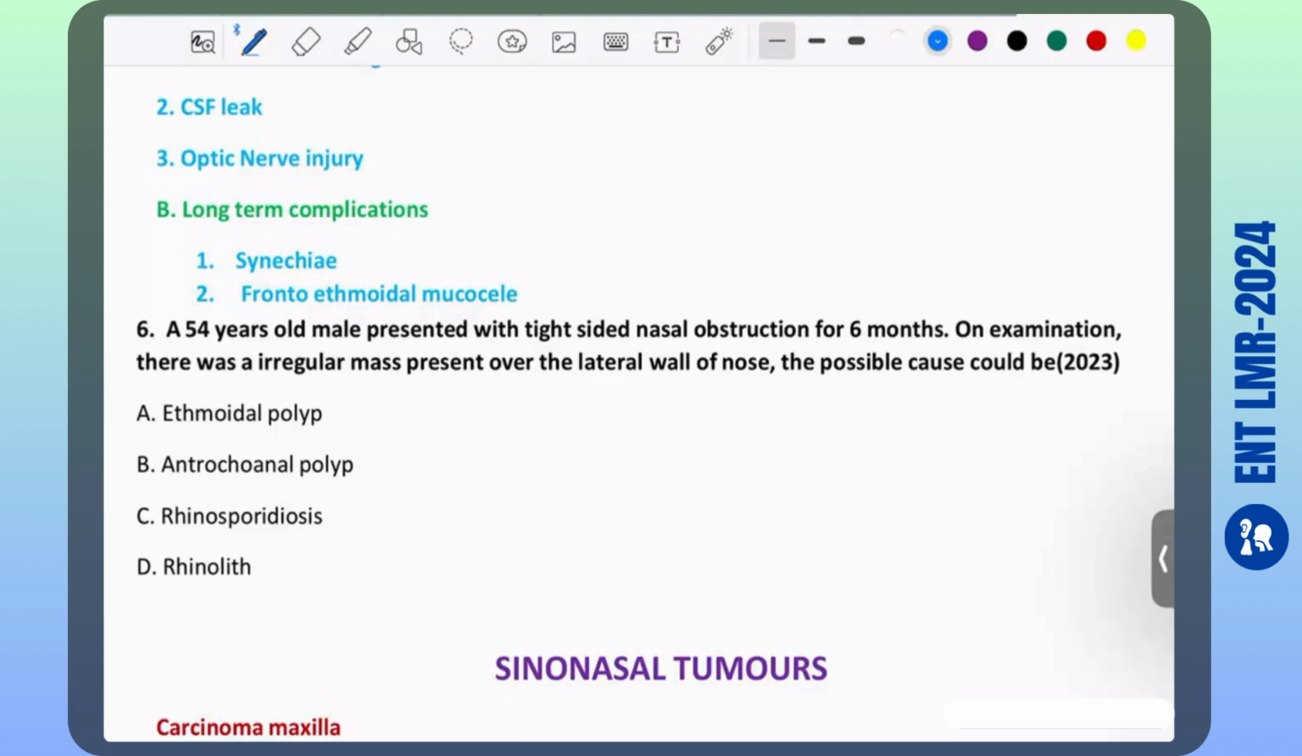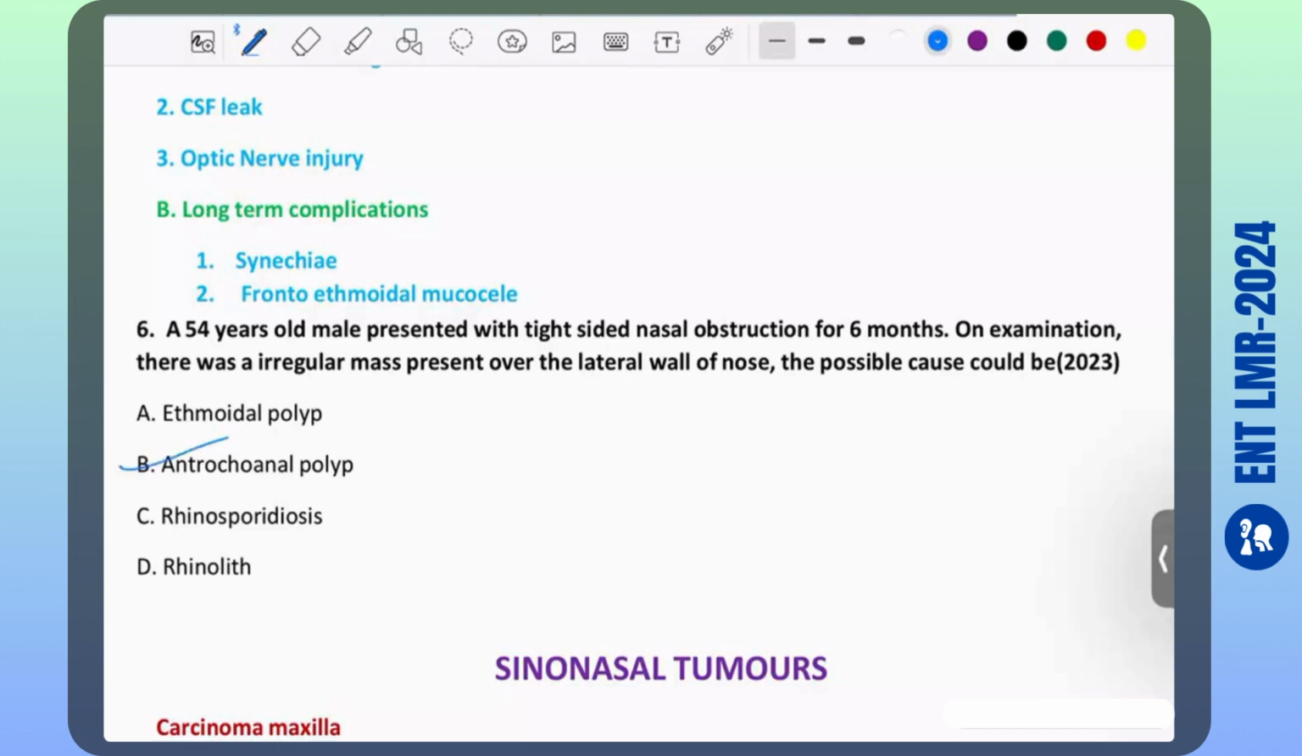So, 54-year-old male, right-sided nasal obstruction for 6 months, irregular mass present on the lateral wall. Possible causes could be ethmoidal polyp, antrochoanal polyp, rhinosporidiosis, rhinolith. So 6 months, lateral wall of the nose, it could be an antrochoanal polyp. Unilateral means it could be an antrochoanal polyp.